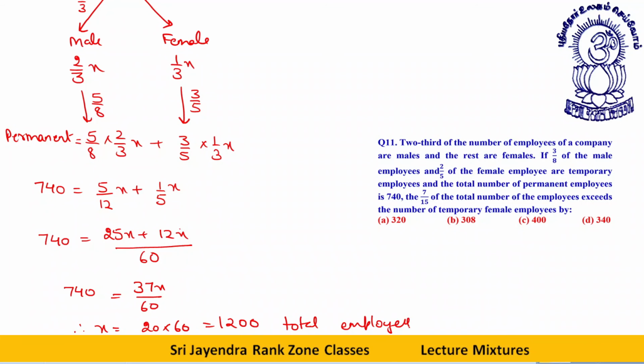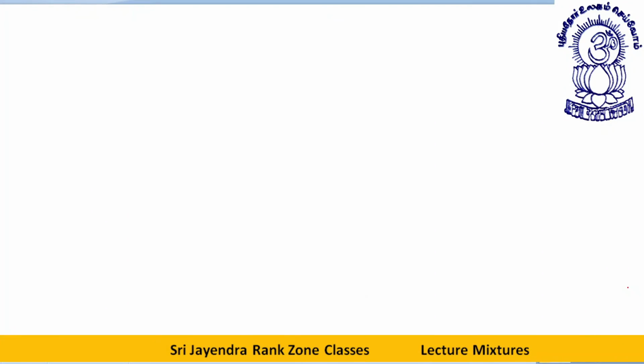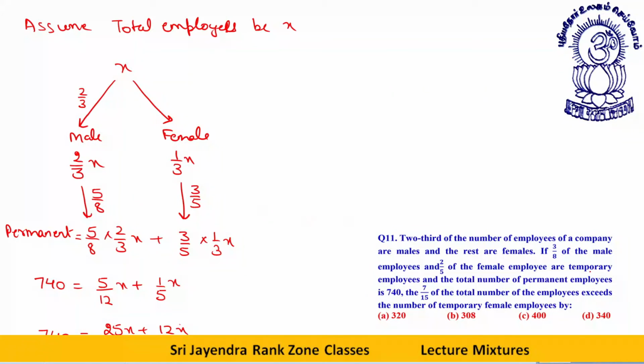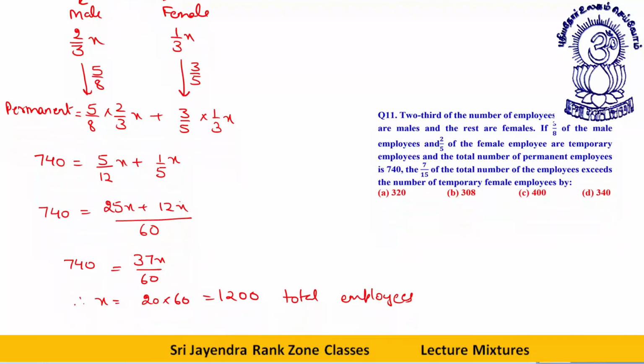Now, what is being asked? The 7 by 15 of the total number of employees exceed the number of temporary female employees by. Now, what is being asked? See, 7 by 15 of the total number of employees, let's say 7 by 15x, minus total number of temporary female employees.